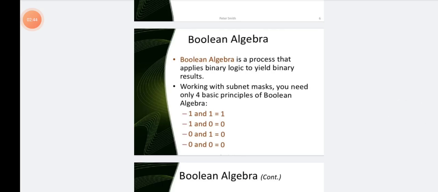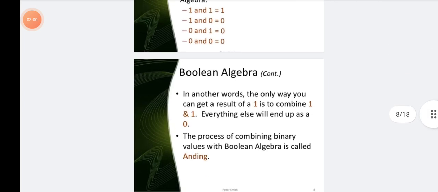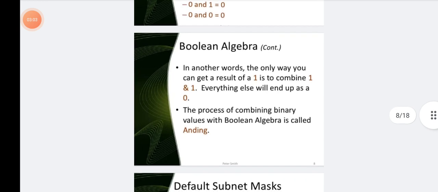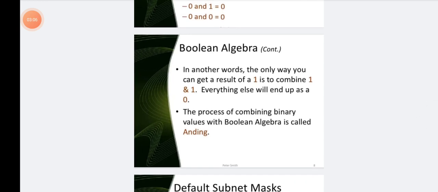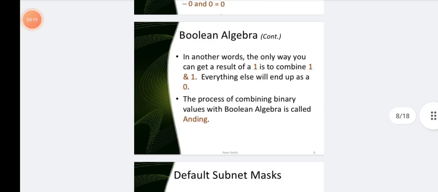Working with subnet masks, you need only four basic principles of Boolean algebra: 1 and 1 equals 1, 1 and 0 equals 0, 0 and 1 equals 0, 0 and 0 equals 0. In other words, the only way you can get a result of 1 is to combine 1 and 1. Everything else will end up as 0. The process of combining binary values with Boolean algebra is called ANDing.